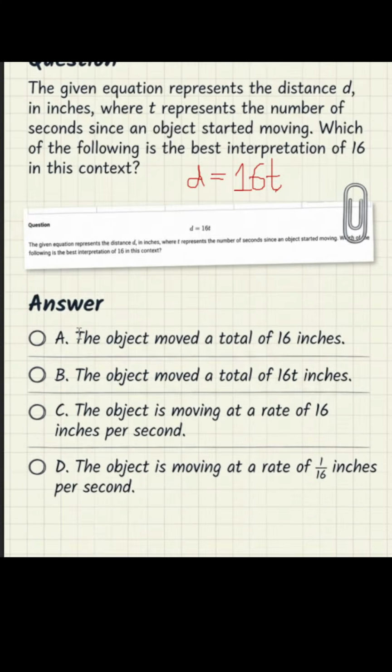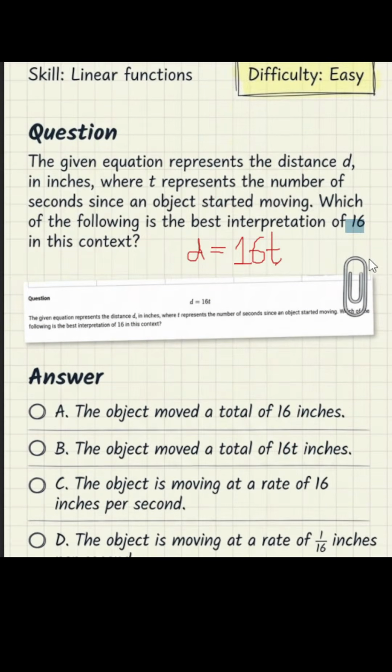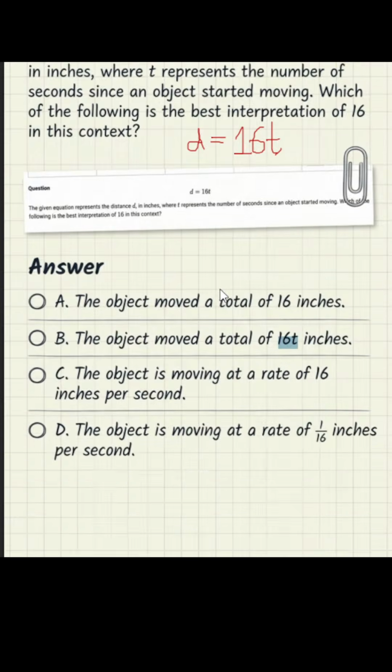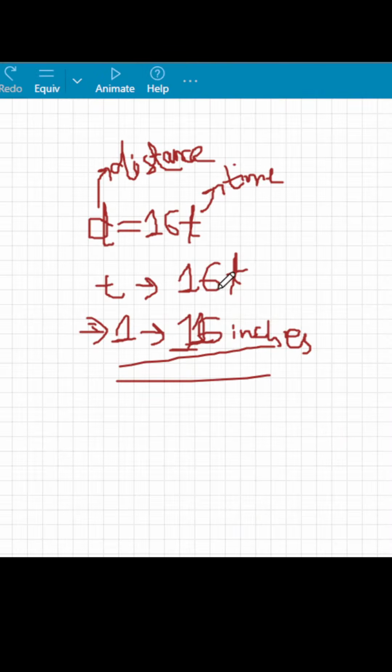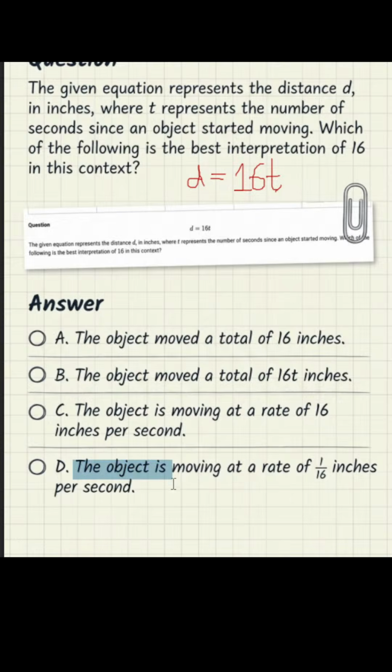So the first option, option A, the object moved a total of 16 inches, is not correct because it moved a total of 16t inches. Then the second option is the object moved a total of 16t inches. The statement is correct, but here we are told to find the interpretation of 16. So 16t is incorrect. We have to find what is 16. Option C is that the object is moving at a rate of 16 inches per second, which is the correct one because we just found out that in 1 second it will move 16 inches. And the last option is the object is moving at a rate of 1 by 16 inches per second, which is again not correct. So option C is the correct answer.